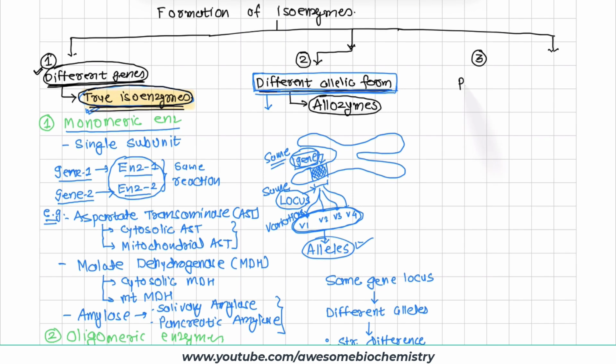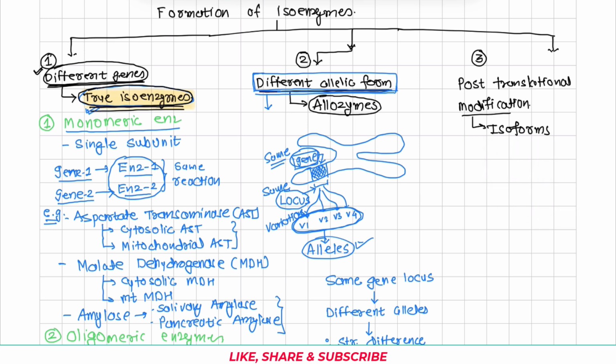This involves a post-translational modification. And isoenzymes formed by this mechanism are called isoforms. Think of this like customizing a car after it leaves a factory. The base model is the same, but you can add different accessories, right? A seat cover, a floor mat, phone holders. And each customization creates a different version of the same car. Similarly, the same enzyme polypeptide gets modified after it's made, and different modifications create different isoforms.